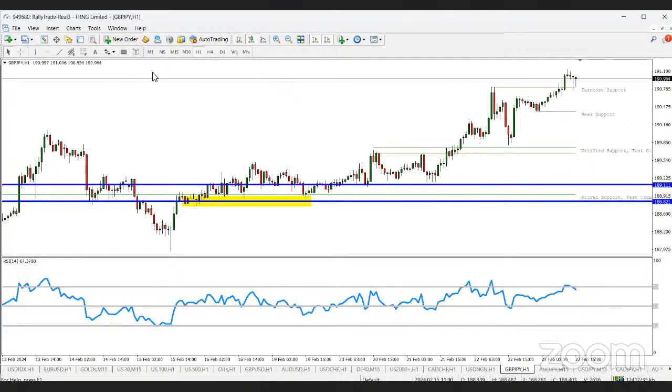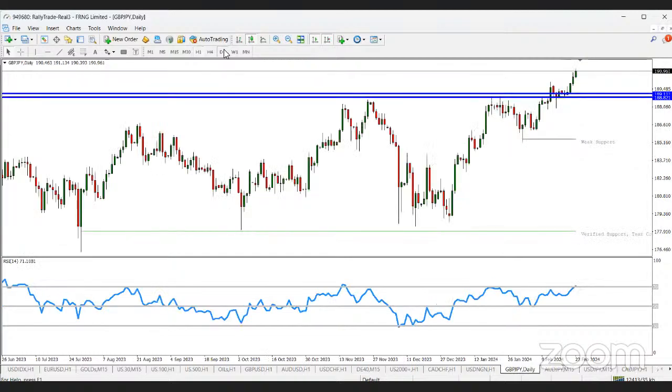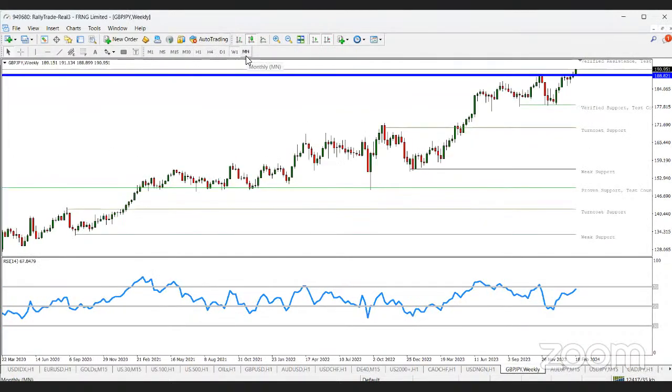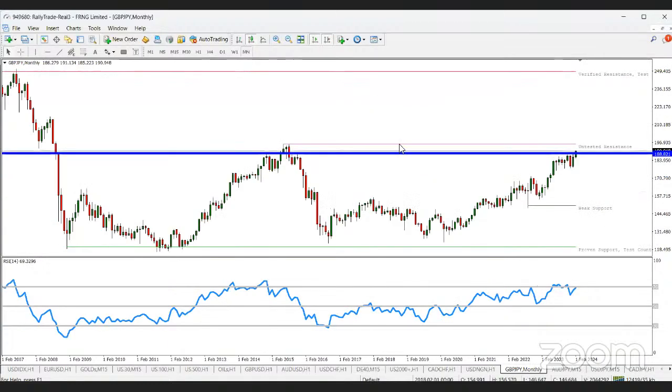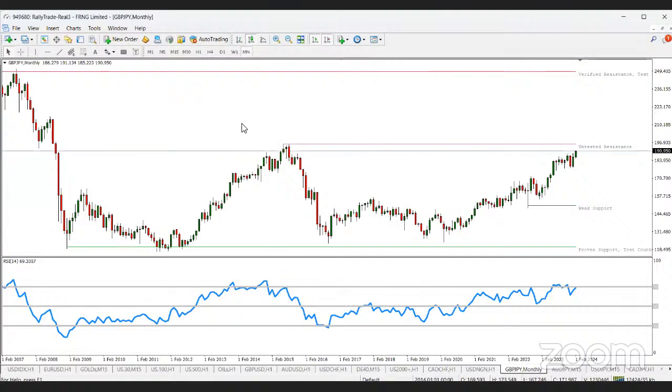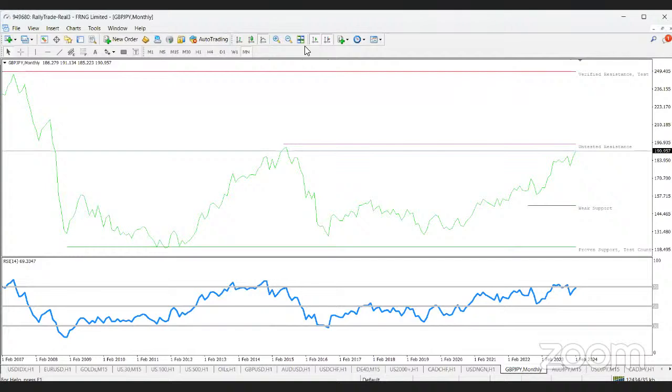GBP/JPY, guys. GBP/JPY has also traded very well, traded bullish. We were saying the last time I was here that GBP/JPY is on an uptrend and there's still room for it to push to the upside. We actually talked about that. Now, there's a high chance that we might begin to get some level of retracement in the market.